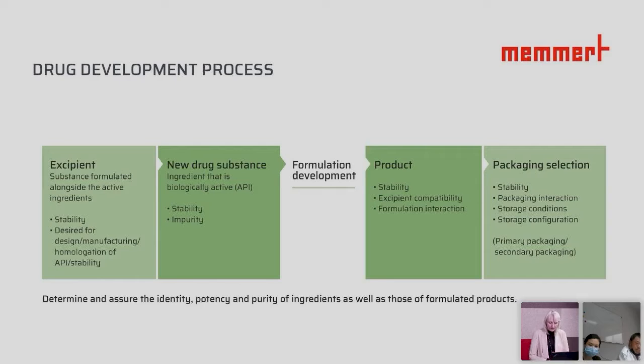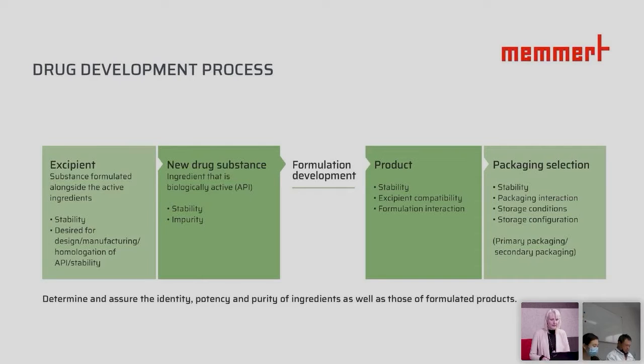Then we have the secondary packaging. That is the packaging which is used as an additional layer of packaging, and that is normally requested for hygiene purposes, for preservation or for protection of the product, and it will not be in direct contact with the product. So that refers to the packaging, which also has an influence on the product. So always determine and assure the identity, potency, and purity of ingredients, as well as of formulated products.